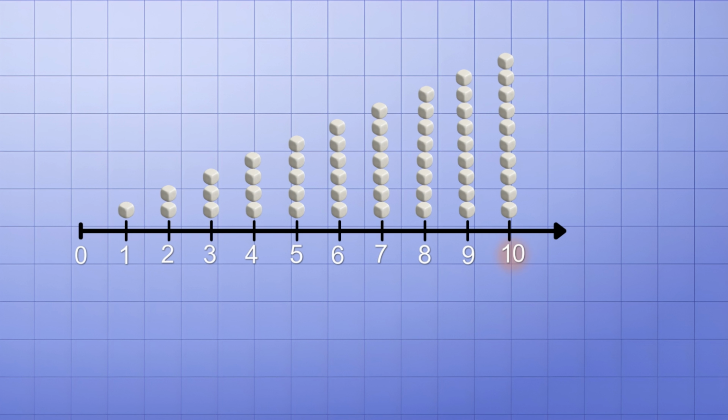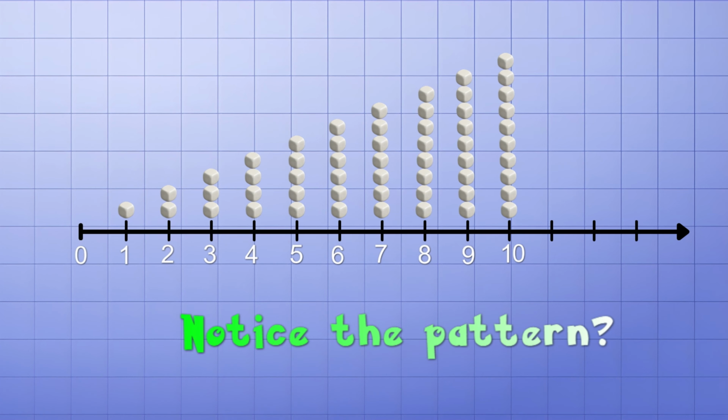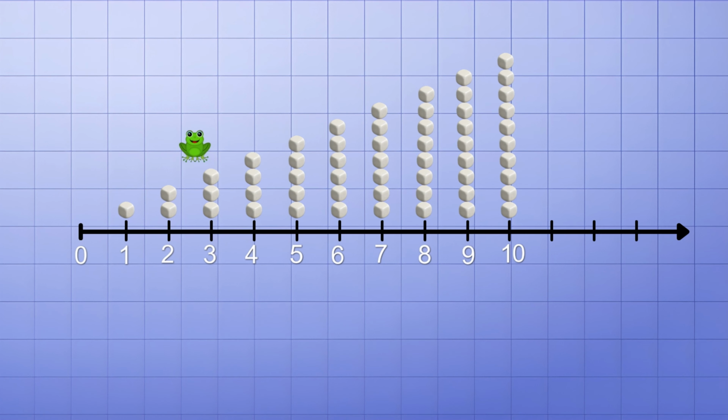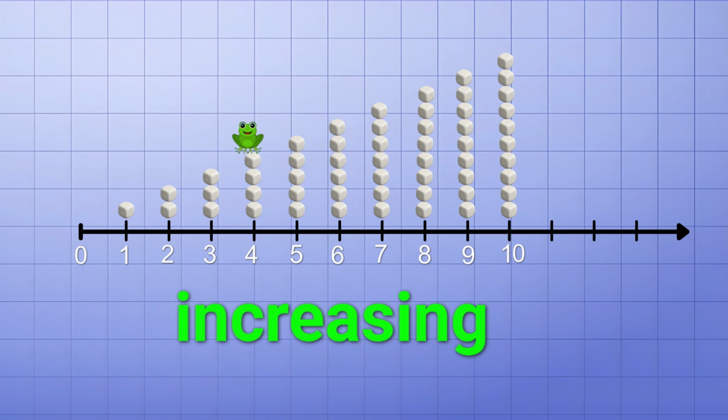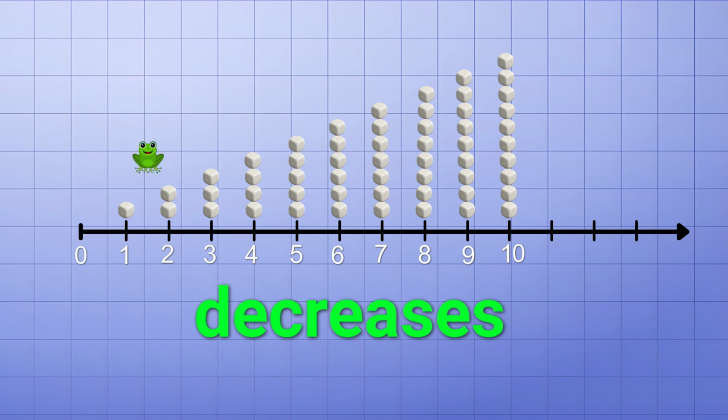Of course, we don't have to stop at 10. The number line keeps going forever. But we will pause here so it's easier to understand how it works. Notice the pattern. As you move from left to right, the number of dice keeps increasing. When you move from right to left, the number of dice decreases. That's exactly how a number line works.